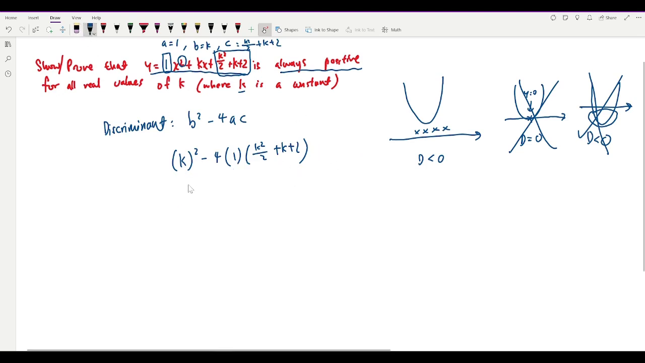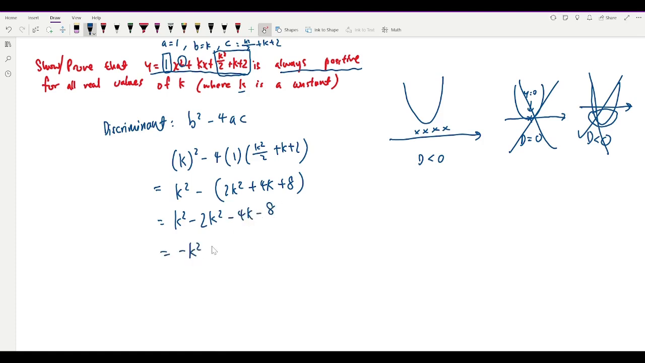Okay, so let's evaluate, let's expand this, right? You will get k squared minus (2k squared plus 4k plus 8), still within the brackets. And then when we open up the brackets, we have k squared minus 2k squared minus 4k minus 8, which is negative k squared minus 4k minus 8. Okay, so our discriminant is given by this equation. So let's write it out. Discriminant equals negative k squared minus 4k minus 8.